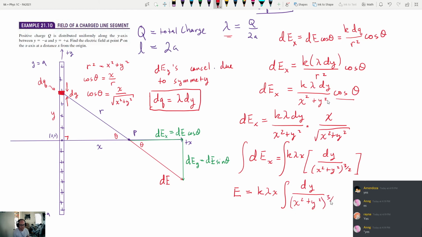What are the limits on my integral going to be? Negative a to a. Negative a up to a. In fact, if we want to, we could probably do double the integral and only go from 0 to a if we want to. All right, we got to do this integral now.